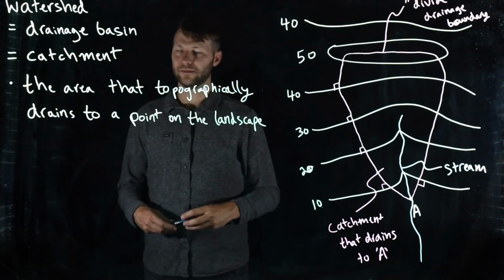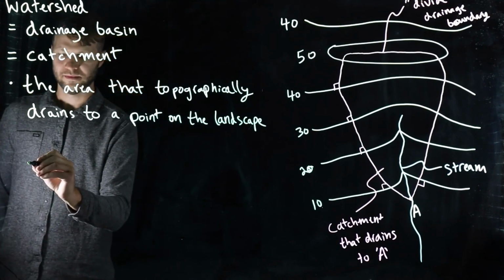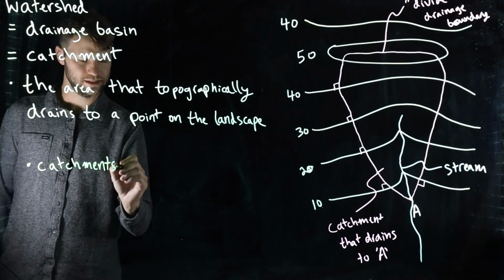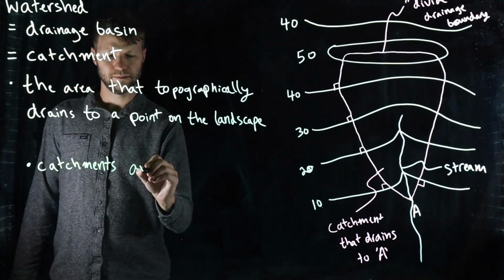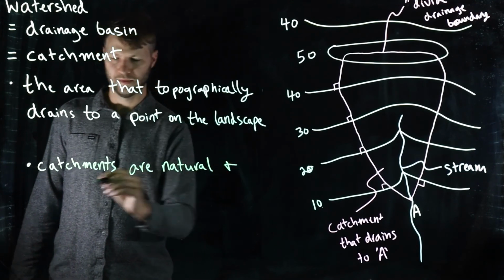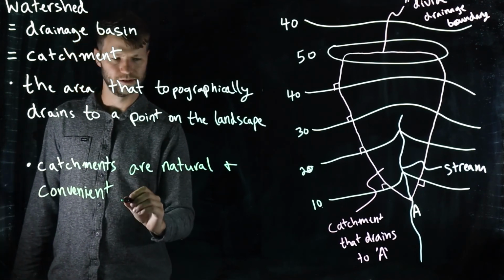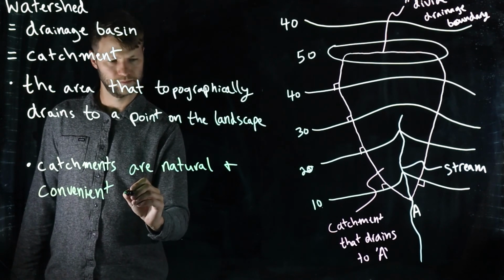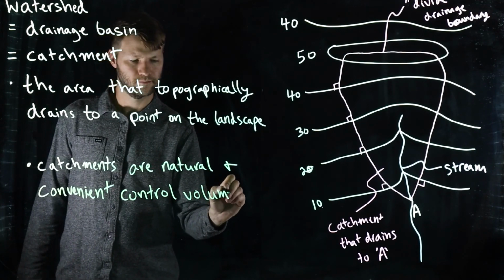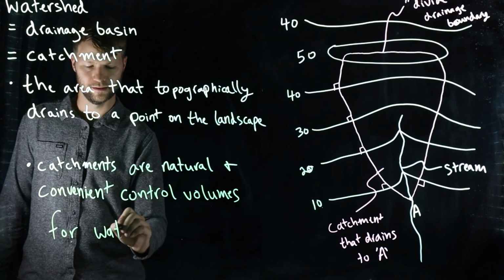So why should we care about watersheds or drainage basins? The most important thing to note is that the reason we use these catchments, and that they're this fundamental unit in hydrology, is because they are natural and convenient control volumes for doing mass balance over, as we'll discuss in the next video. Specifically water mass balance in most cases.